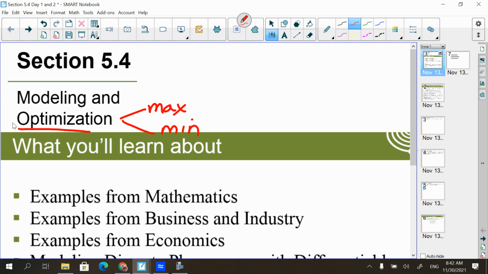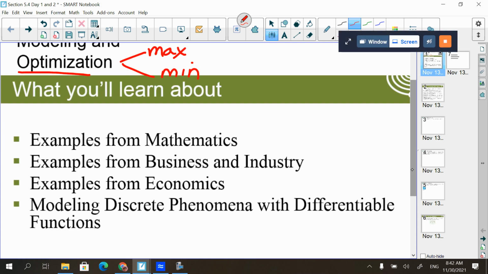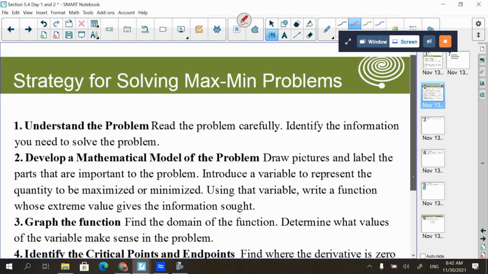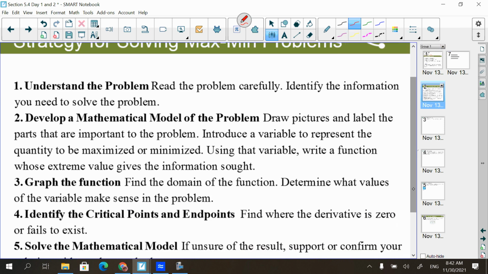So we're doing this stuff that we've already learned in the chapter, just that now we're applying it to real life problems, okay? So we'll have some examples in mathematics, some in business and industry, some in economics, and then some with differentiable functions as well. So here we go. So strategy. There are a set of steps that you really should follow with completing these problems. First of all, read the problem so that you understand it. And I honestly kind of take notes as I read the problem because I don't want to have to read it a second time. So read it carefully, identify the information you need to solve the problem.